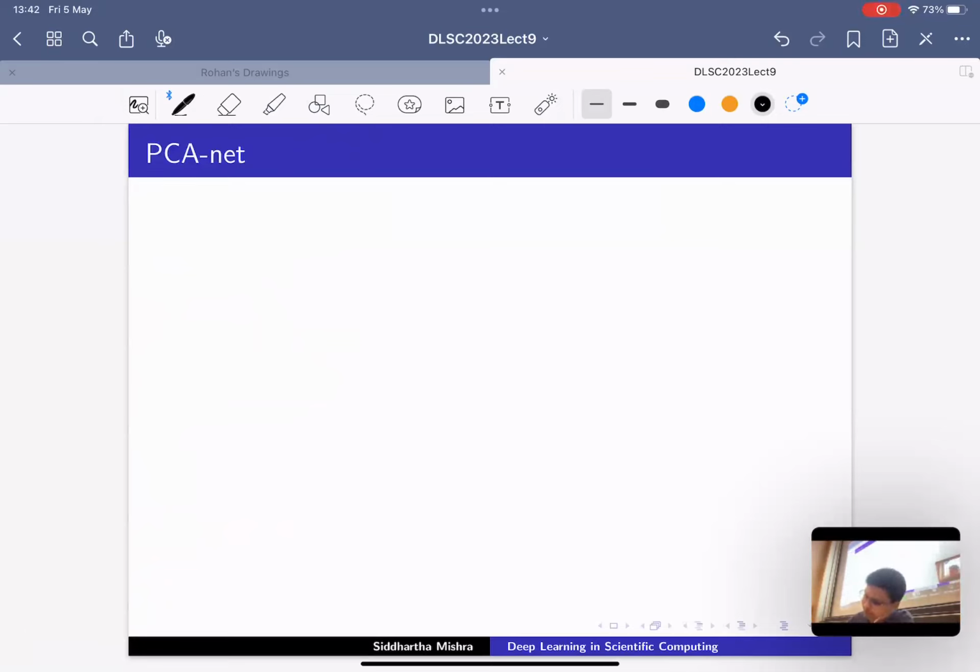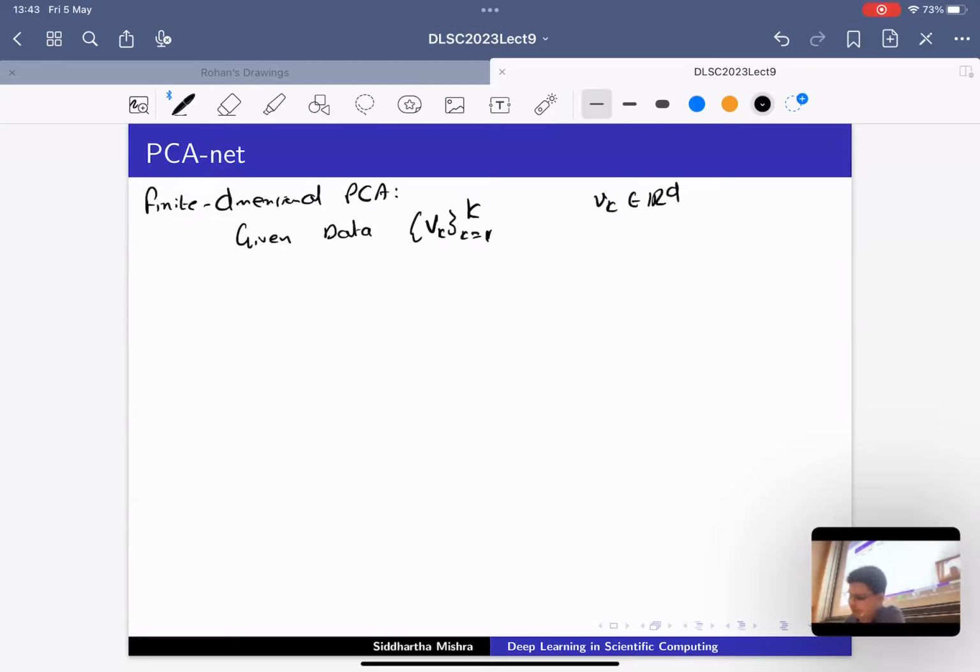So let me start with finite dimensional PCA, and then the function space version of it is also very straightforward. The idea behind PCA is the following: you have been given data, let me call it VK, K from 1 to capital K. VK itself can be in D dimensions, it's just a vector. Now K could be large. Imagine this is data, for instance, discretizations of the functions that you have been given, right? And the idea behind PCA is to project.